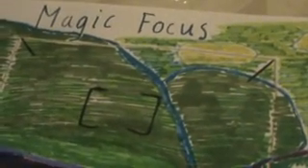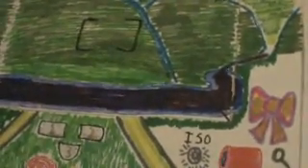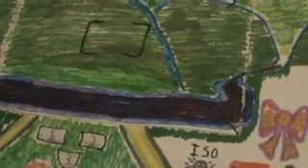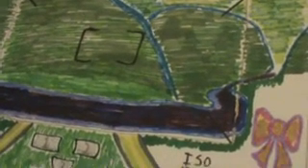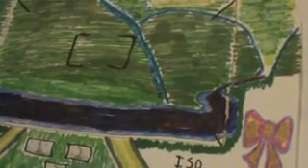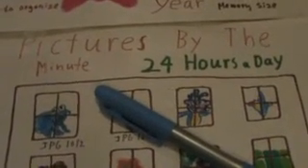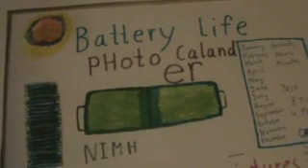But right here I went ahead and pieced together some different thumbnails of pictures. You see magic focus right here is talking about the focus, which is kind of like exposure, about the 5 different steps of taking the perfect picture, along with the oldest and newest. But this right here is pictures by the minute, which also talks about the battery life, about having that perfect charge on the camera.